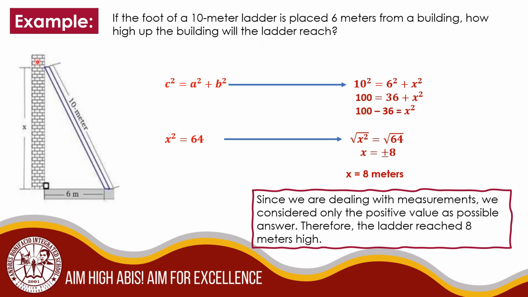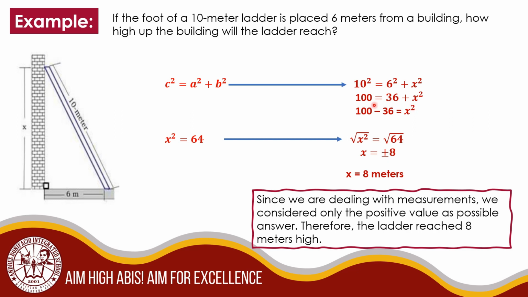Okay, so the figure. Ito yung building mo. And then, ito ang 10-meter ladder natin. And then, ang layo ng ladder sa building, 6 meters. So, using Pythagorean Theorem, C squared equals A squared plus B squared. To substitute, 10 squared equals 6 squared plus X squared. 10 squared is 100. 6 squared is 36. Plus, bring down lang si X squared.